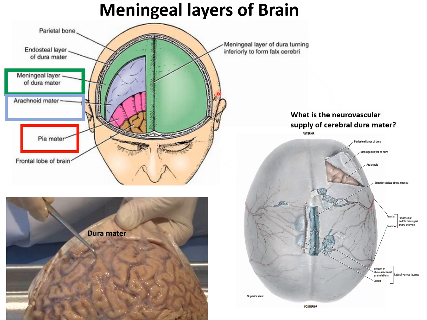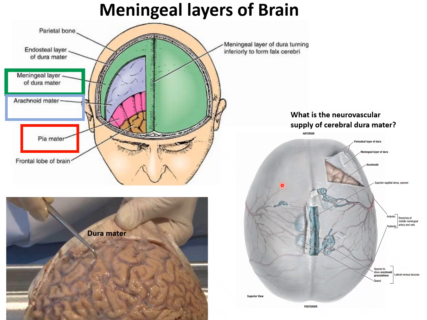Here are the meninges of the brain, where you can find three layers which cover the brain from inside to outside. The innermost layer, which is pink in color, is the pia mater. The second layer here is the arachnoid, and the green colored area is the dura mater, or outermost layer. This dura mater is divided into two layers: the meningeal layer, which is the green one, and another layer called the endosteal layer, which covers the bone from inside.